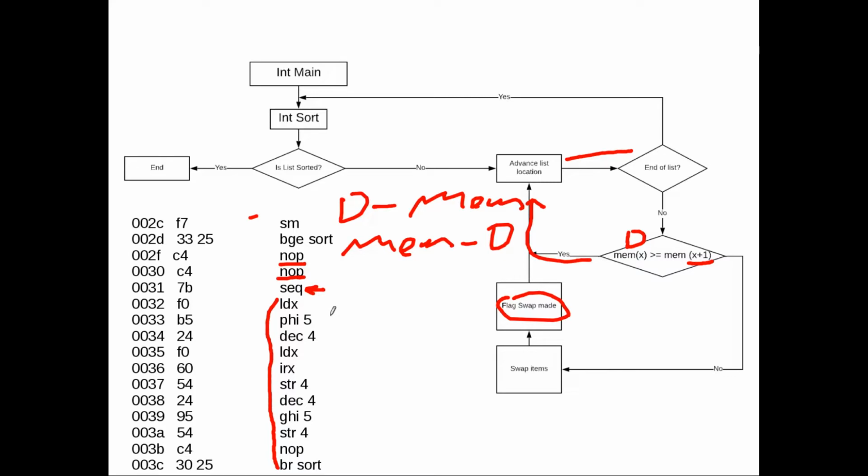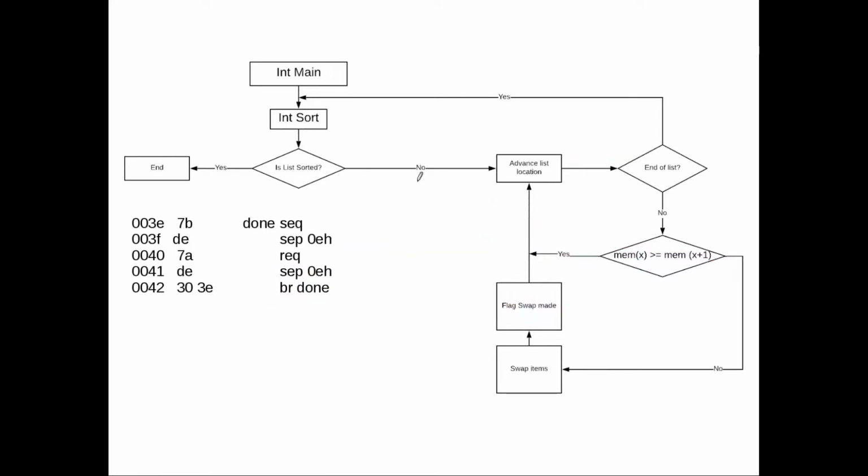And then eventually we'll go through this list, and if we reach the end of the list, we go back here and check to see, were any swaps made? Is the list sorted? If a swap was made, then we go back to here, we advance, go through the whole list again, and check it again. But eventually, it'll make it through the whole list and not swap any items.